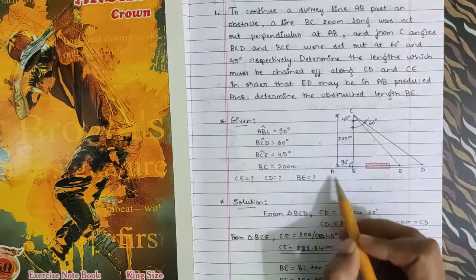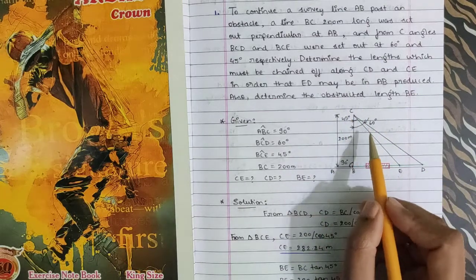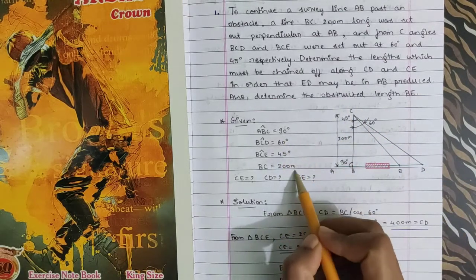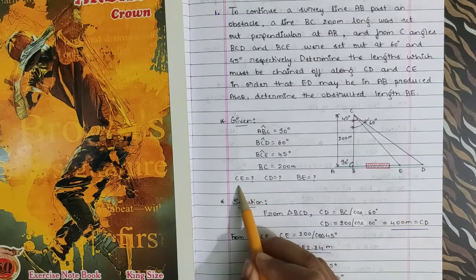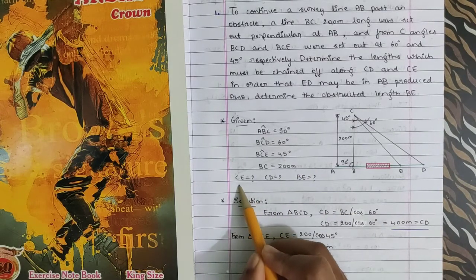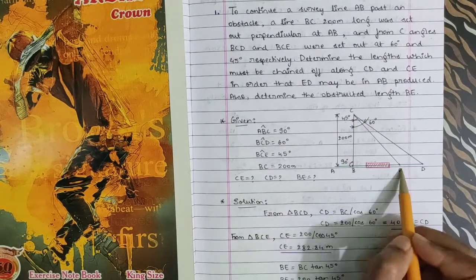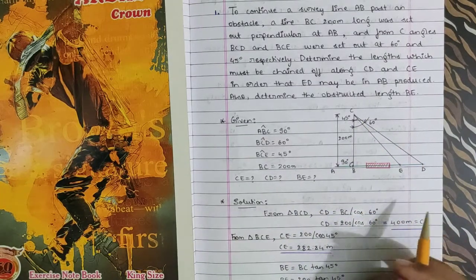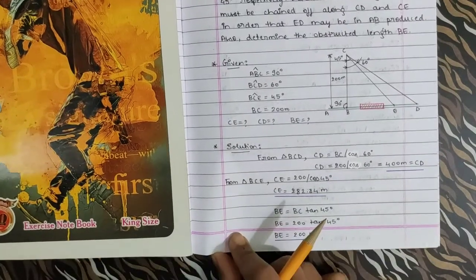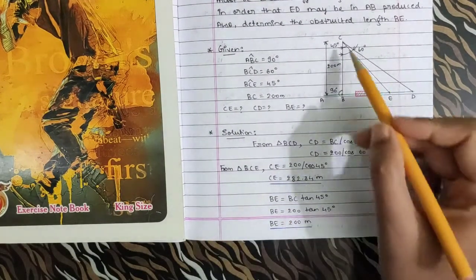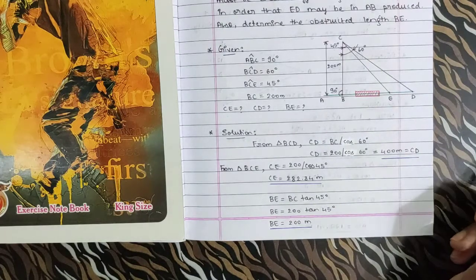So after drawing this sketch, we shall write down the given data over here. Then again you will write down what needs to be calculated. That is, CE has to be calculated, and DE and BE have to be determined. Now we shall see how to solve this with the help of this sketch or diagram.